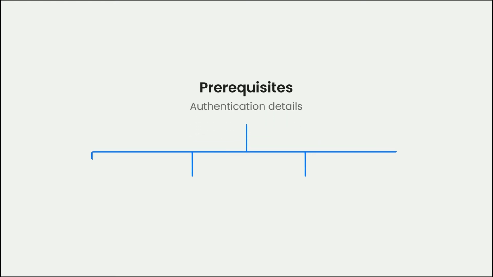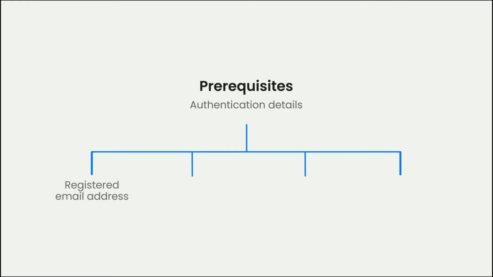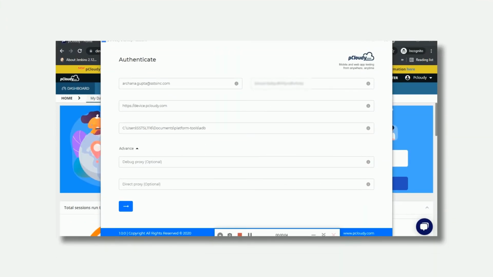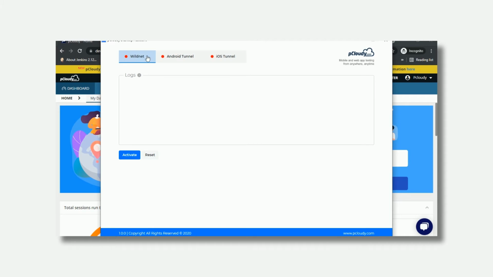These include your registered email address, access key, the cloud URL, and the ADB path. Once you have the authentication details handy, you can start the PDA application, enter the required details, and click on the arrow button. On the next screen, you will see Wildnet, Android Tunnel, and iOS Tunnel. Choose the Wildnet option and click on the Activate button below.